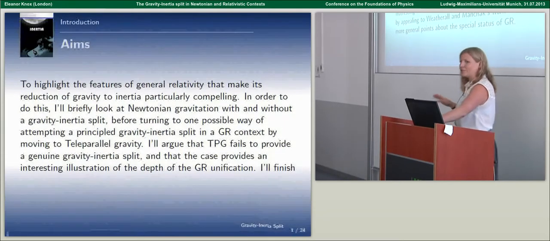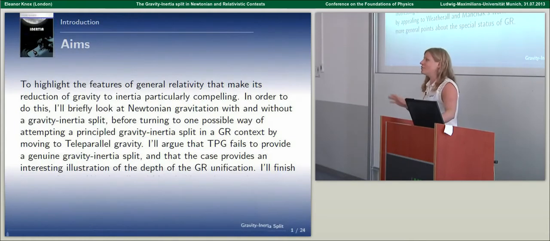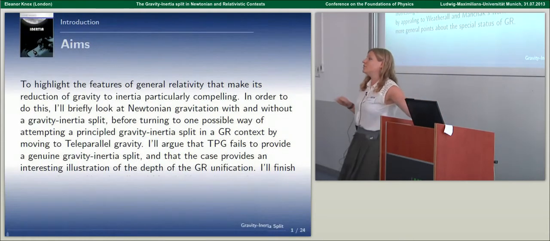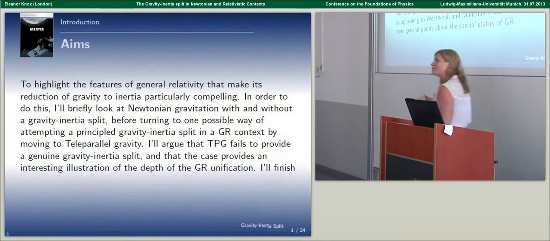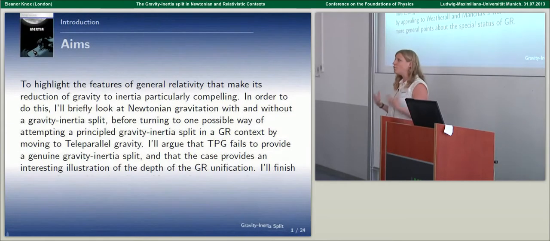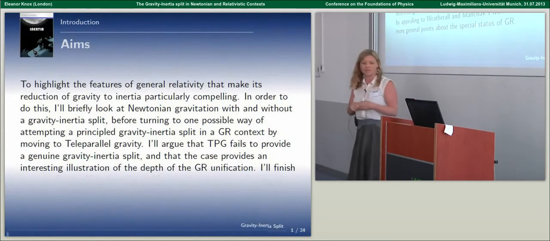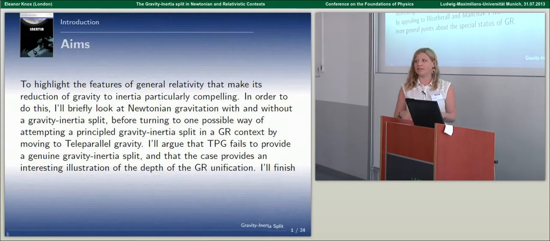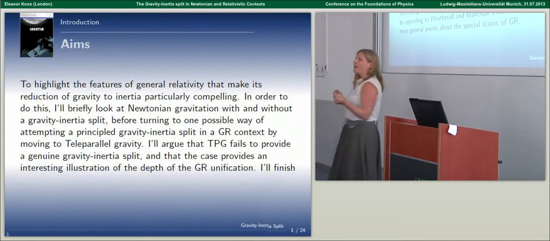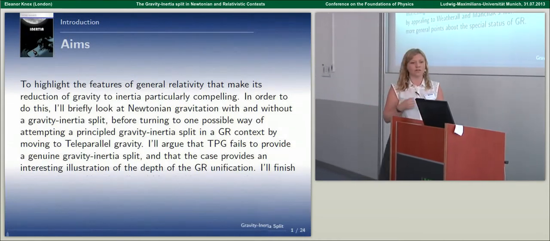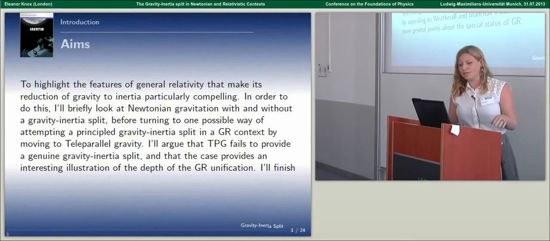So I'll look at Newtonian gravitation with and without a gravitational split. That is, geometrized Newtonian gravitation as well as standard Newtonian gravitation. And then I'll introduce what at first sight looks like a way to perform the same kind of trick in general relativity. So there's this theory called Teleparallel gravity. And it claims that what it does to GR, in an entirely empirically equivalent context, is split up the connection into a gravitational and inertial part.